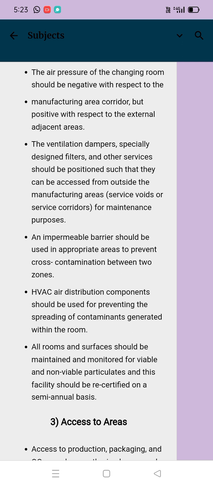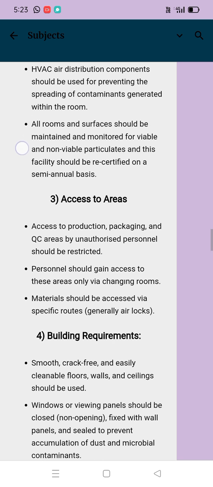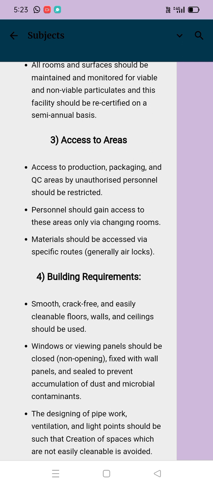So the ultimate aim is that we have to maintain good conditions such that no microorganisms will get settled, and no fungal or bacterial growth should occur inside the systems. Coming to access to areas, access to production, packaging and QC areas. Whenever you want to go and do the work in production, only authorized persons are allowed to go inside, so not all persons will go inside. And materials should be accessed through airlocks, so an airlock system should be present.